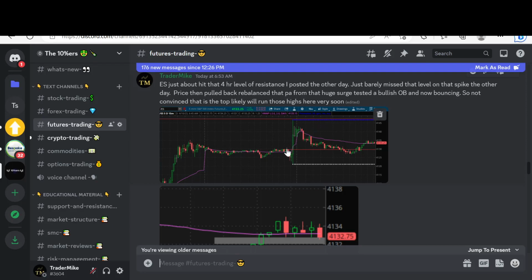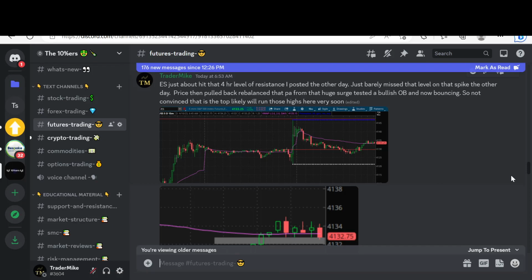Look at this bullish order block. Look at my cursor. Look where it's moving. There's your bullish order block, and now bouncing. There's your bounce, right? So like I said, I'm not convinced that this is the top. That's what I'm referring to. Look at my cursor. I'm not convinced that that is the top. Likely will run those highs here very soon.